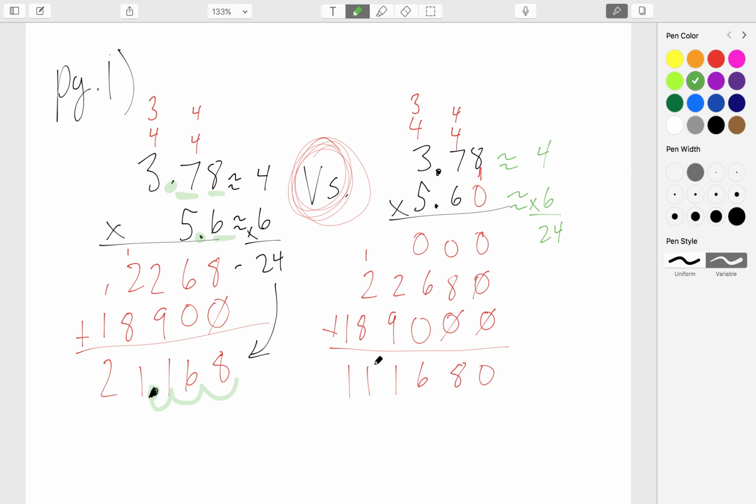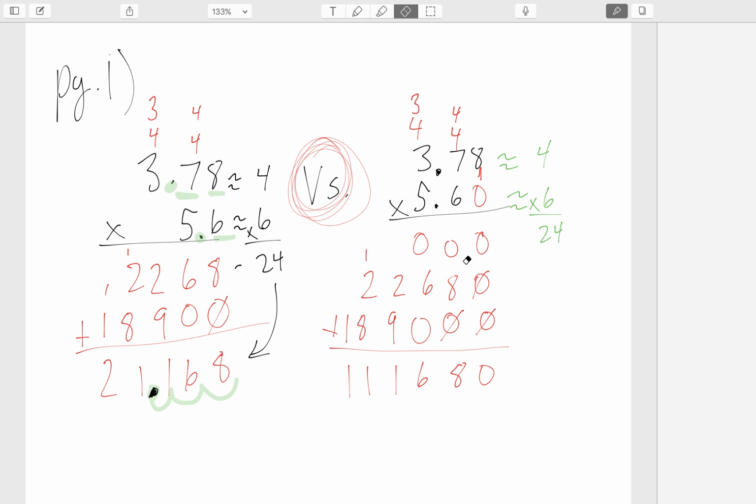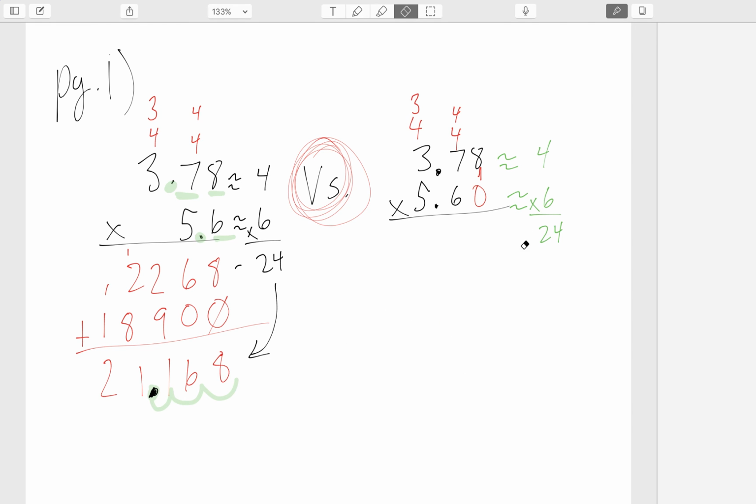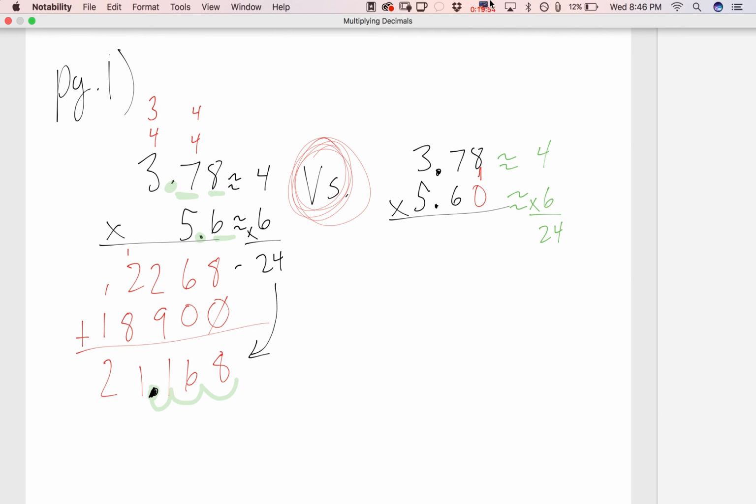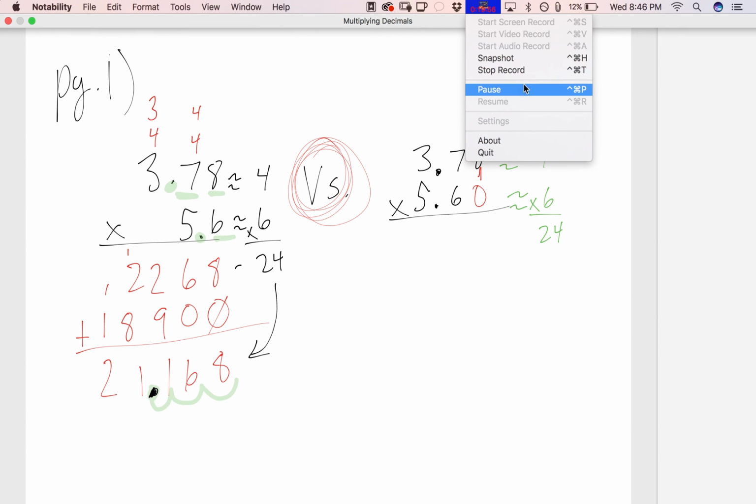I don't know where I messed up. Okay, let's see where I messed up, because what should happen is I should get the same numbers. I'm going to pause the video and then check my answers, and we'll see where I messed up here.